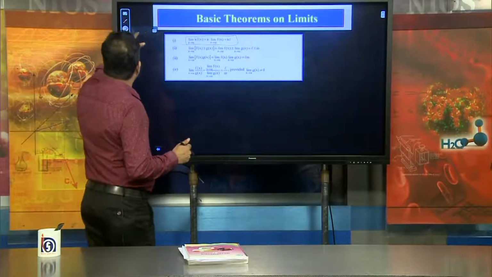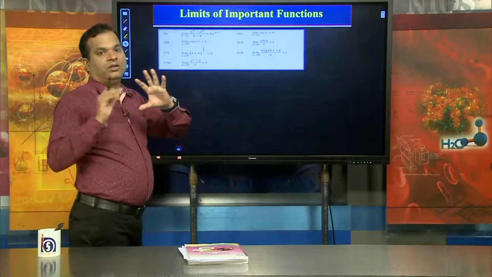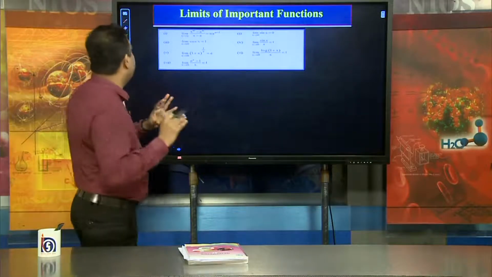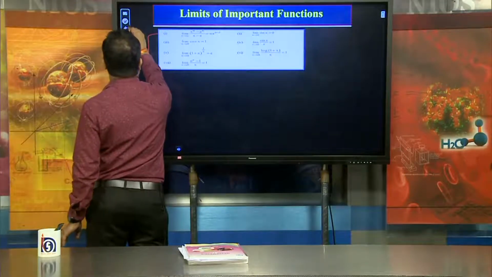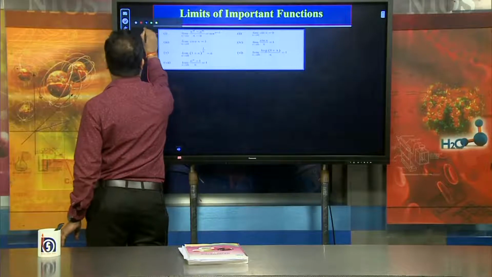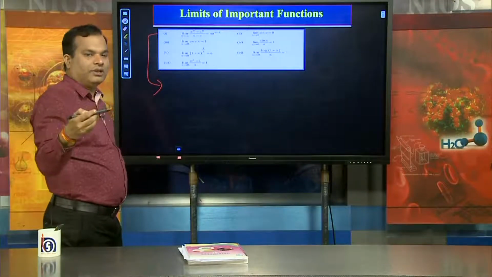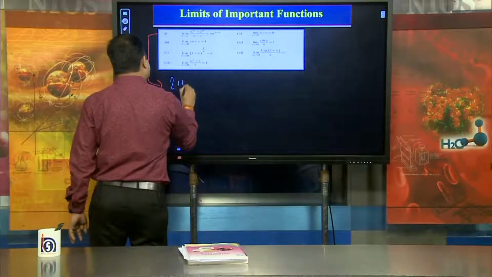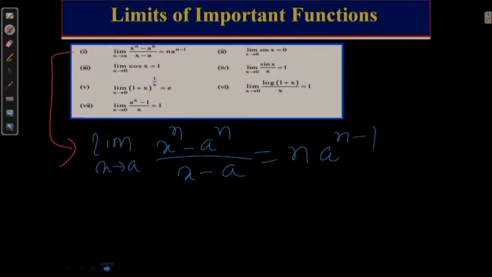Dear learners, one must remember, when talking about limits of important functions, that part is also very important. For example, I would like to tell you that this formula is also very important, because it is the standard function of the limit. Suppose limit x tends to a of x to the power n minus a to the power n divided by x minus a equals n into a to the power n minus 1. For example, this is the formula.